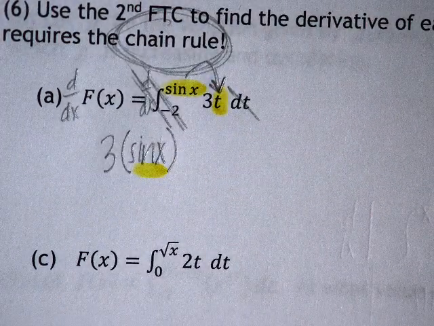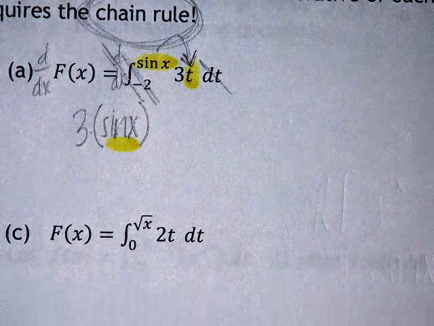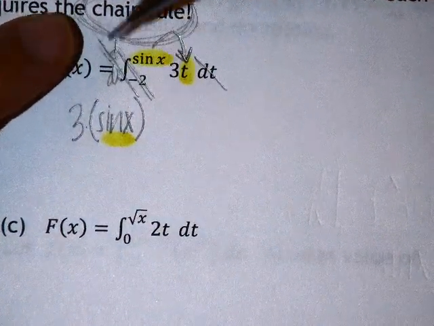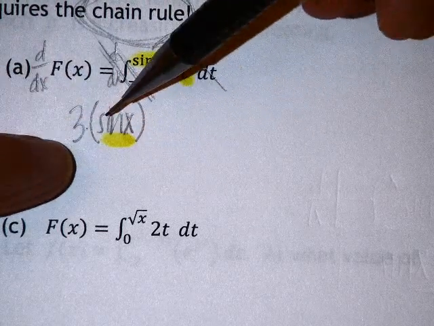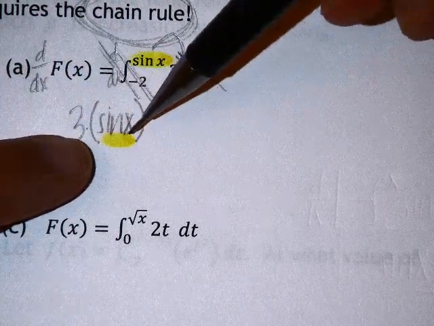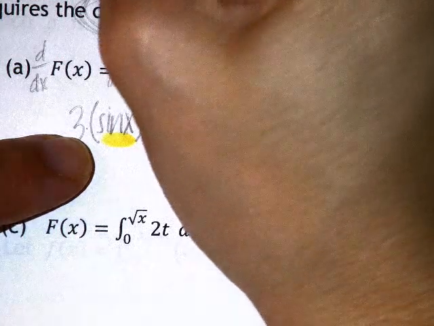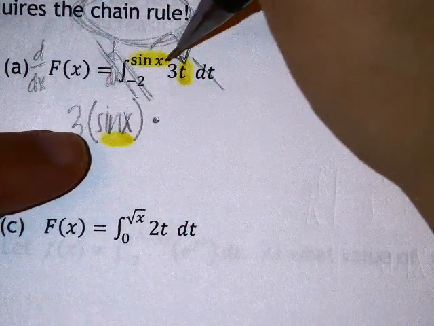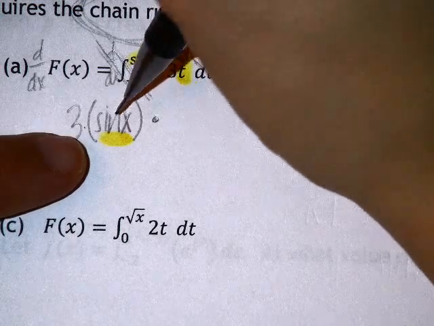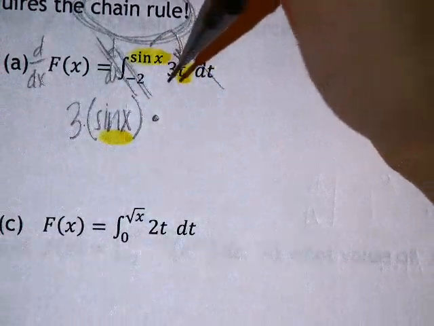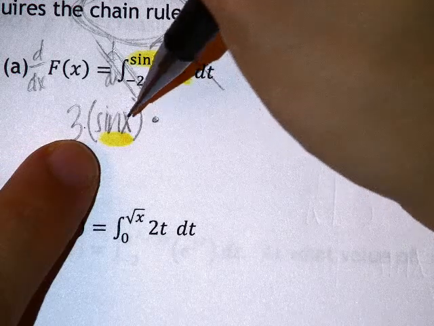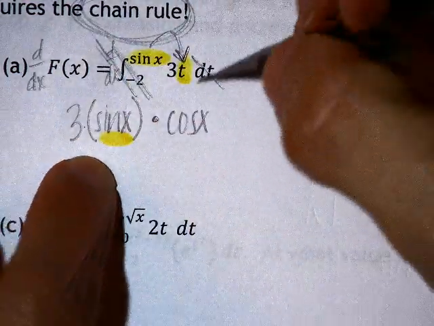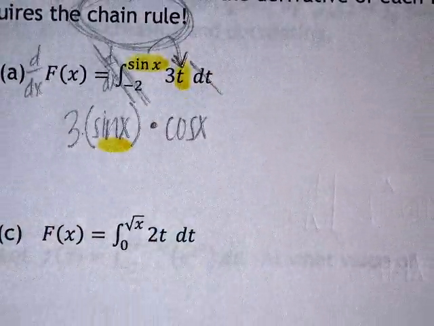Now I've done step 1 and step 2 in my steps that I wrote down. I canceled the derivative and the integral. I rewrote the original function just with the dummy variable replaced. And now step 3, I need to multiply by the derivative of that upper limit, the derivative of the inner function that I just plugged in. The derivative of the inner function I just plugged in is cos x, because that is the derivative of sine x. So that must be my answer.